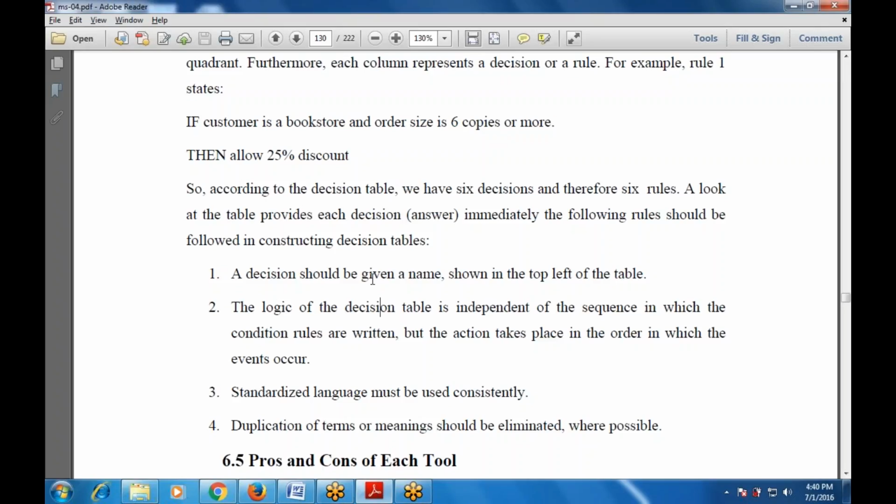The next one is that standardized language must be used consistently. Standardized language must be used for each and every condition and action. Then the duplication of terms or meanings should be eliminated. Whenever there is a duplication or redundancy of the terms or meanings, it should be eliminated wherever it is possible.